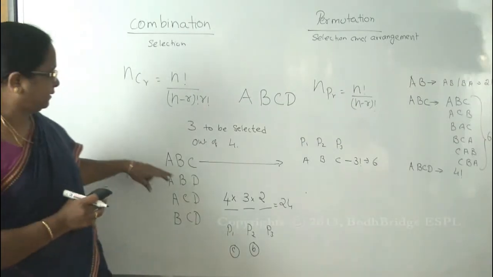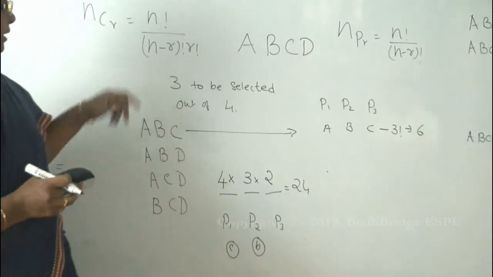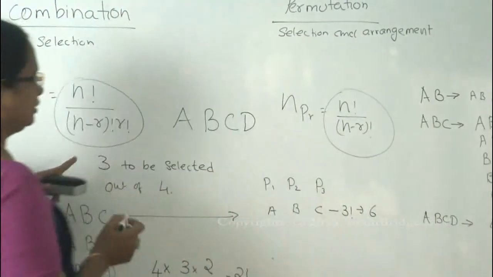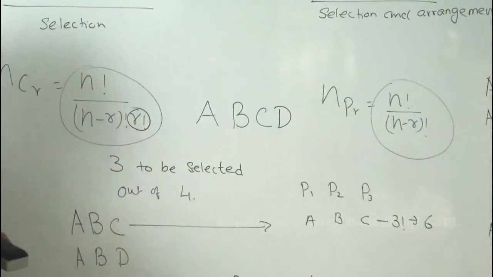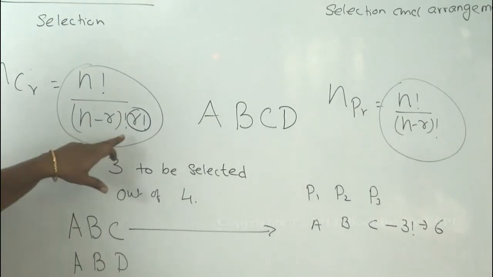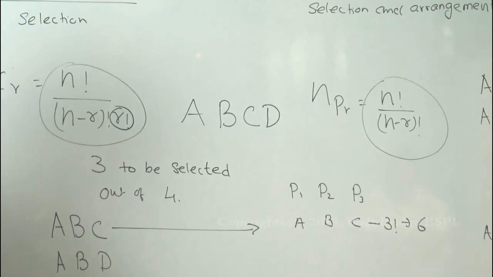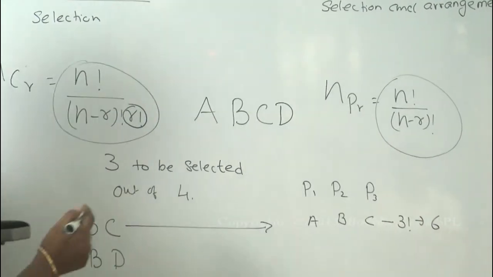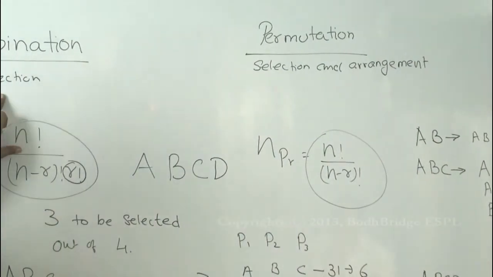So now you can see that permutation is very simple, you just multiply. And what is the basic difference between permutation and combination in the formula? This is the combination formula and that is for the permutation. The only difference you can see here is R factorial. For combination, you divide by R factorial. For permutation, you do not divide by R factorial. Why do we divide this by R factorial? The reason is, as I have written here, permutation is selection and arrangement, whereas combination is just a selection.